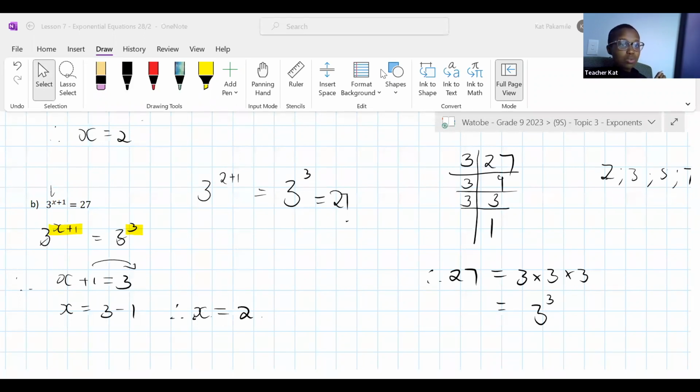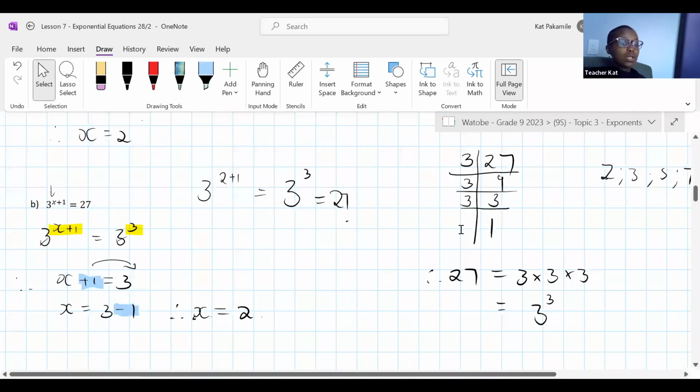Someone asked, why do we subtract? We subtract because we are transposing. The 1 was on the left-hand side over here, and we want to get rid of it. So it goes over to the right-hand side, but when it gets there, it becomes negative, and then we end up with the 3 that was already there, minus 1, and that's where you get your answer, 2. It seems like we are keeping up, so I think we can move on.